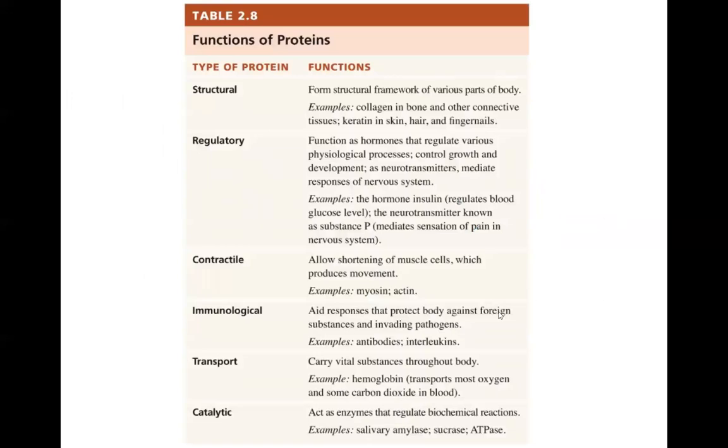And that's demonstrated here with the table 2.8, listing off the 6 different functional types of proteins. This is an actual table I do want you to know. So put a star in it, highlight it, whatever you need to do. There might be, or probably will be, questions related to this on the exam.